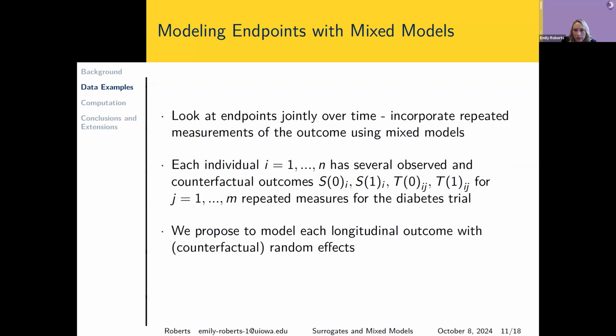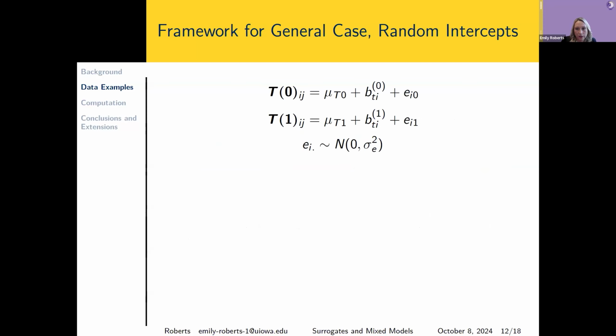The idea here is that we want to expand our causal modeling to the case where we have repeated measures, and we want to do that by using mixed models. So the idea is to expand this set of potential outcomes or counterfactual outcomes and allow for an entire vector to represent the repeated measures. Here we propose to do that using mixed models and random effects, and in particular, the use of counterfactual random effects. So here's just an idea of what this looks like.